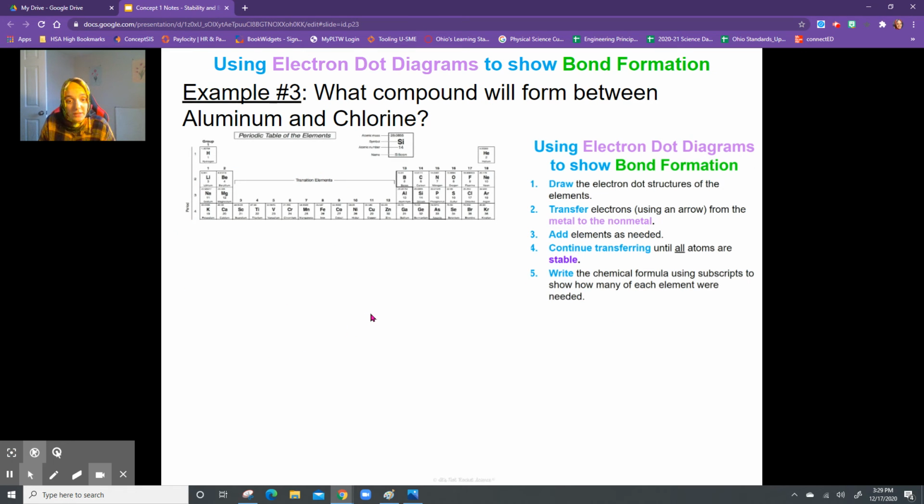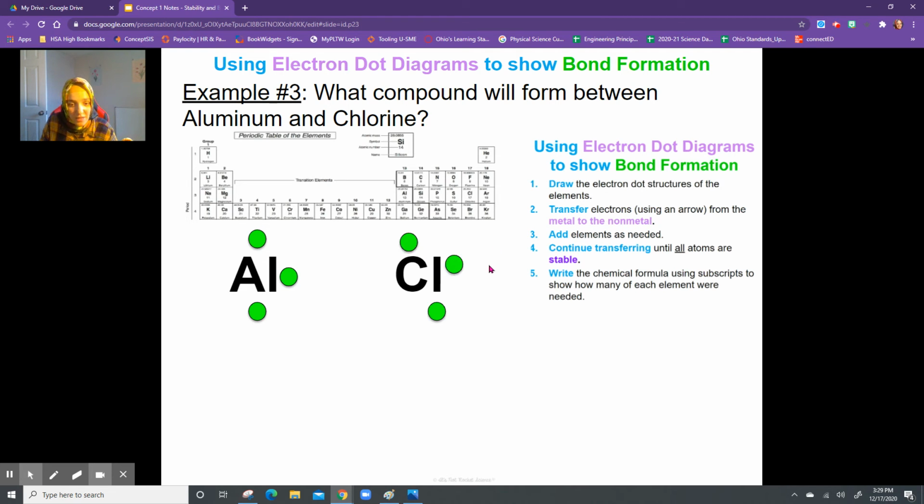All right, what compound will form between aluminum and chlorine? This is going to be a little different than the others, a little more work to do. First, we're going to draw the electron dot structures of the elements. Aluminum is right here, so it's group 13, and it has 3 dots. Group 13 has 3 valence electrons, so 3 dots around. And chlorine has 7, so we're going to put 7.